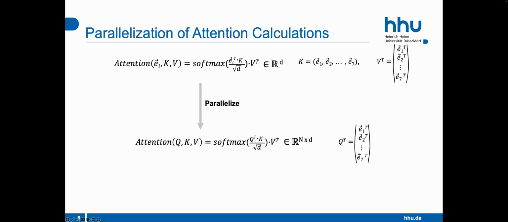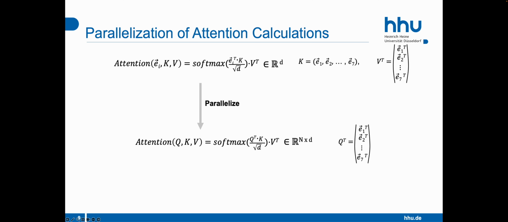Instead of using only one embedding EI as input to the attention function, we can use all the embeddings of the input sequence stored in a matrix Q. This results first in an attention score matrix, where each row stores the attention scores for a specific embedding, or more precisely, row number I stores the attention scores for the embedding EI.